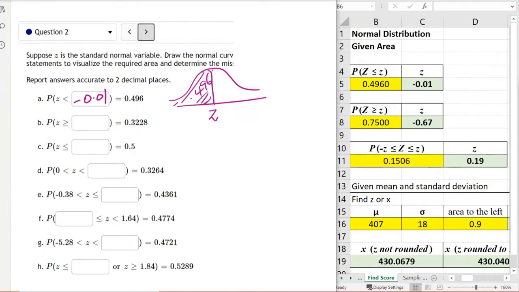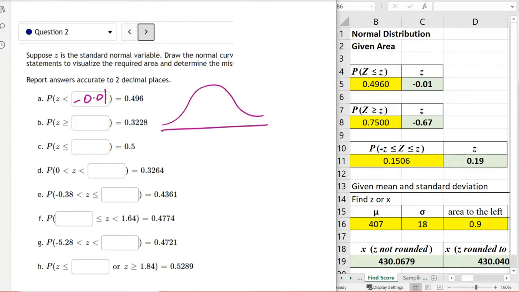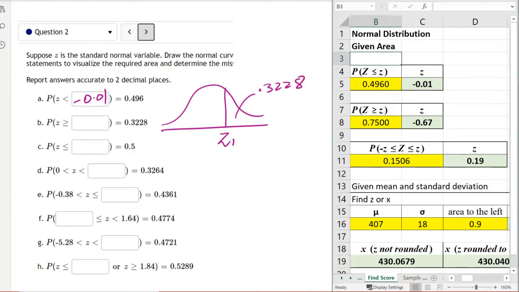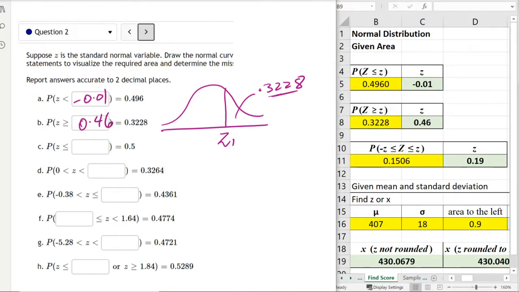0.01. For this second one, I'm doing a greater than Z value. So I have my area to the right of this Z1 here, and that area to the right is 0.3228. Okay, so if I want to use the less than, I'm going to have to subtract this number from 1. But since I have the greater than here, I can just use that to recover my Z score, 0.3228, and that will give me 0.46 for Z there. Now for this one, Z less than 0.5, you can do the same thing over there.